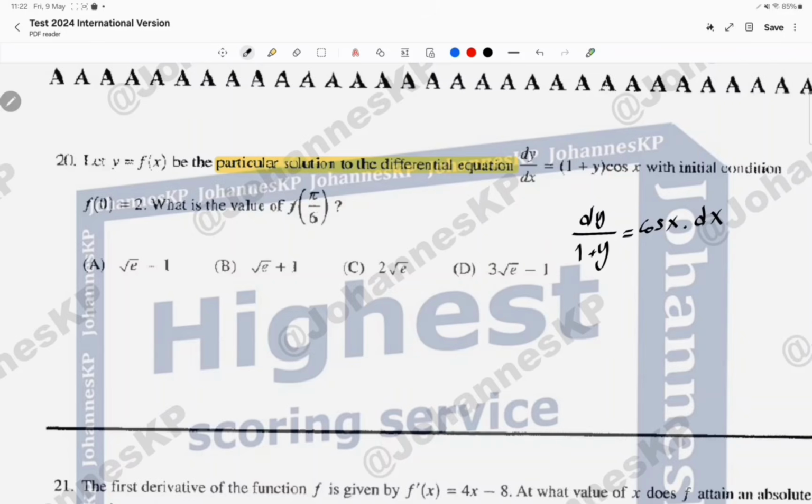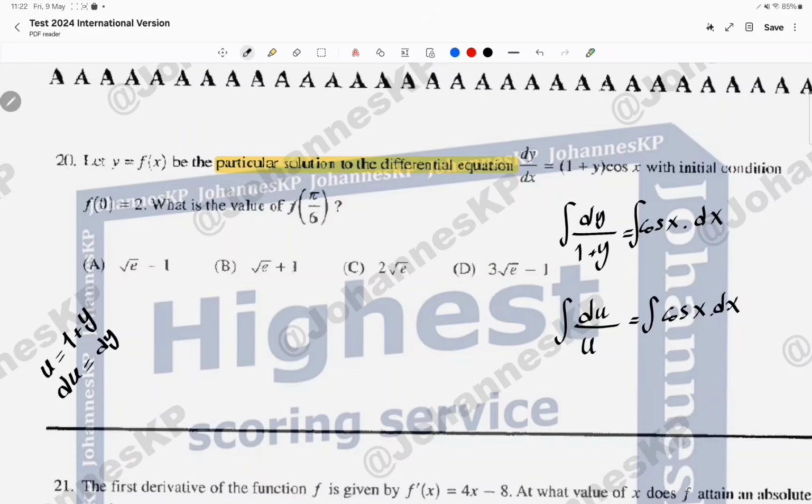What do we do with the 1 plus y? I would replace it with u. So I'm going to say u is equal to 1 plus y. So what's du? The 1 becomes 0 when you differentiate, and y becomes dy. So now, instead of dy, I'll put du. And instead of 1 plus y, I'll put u, is equal to the integral of cosine x dx.